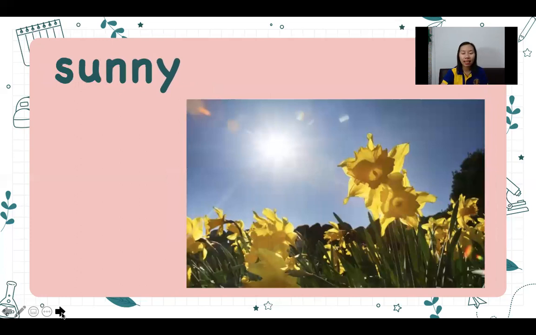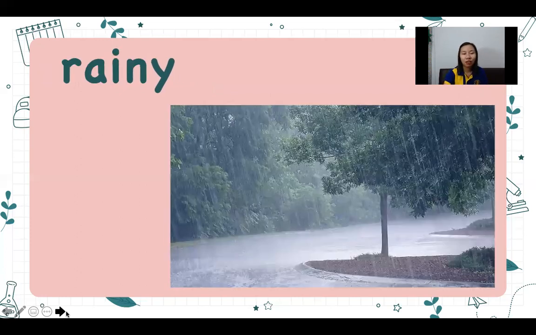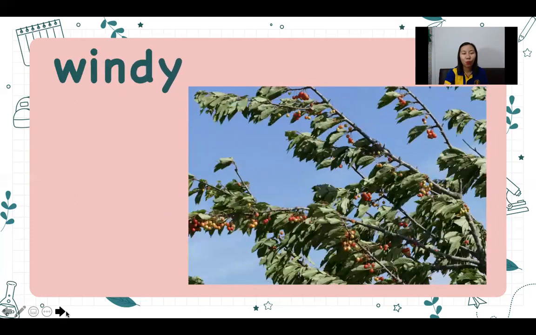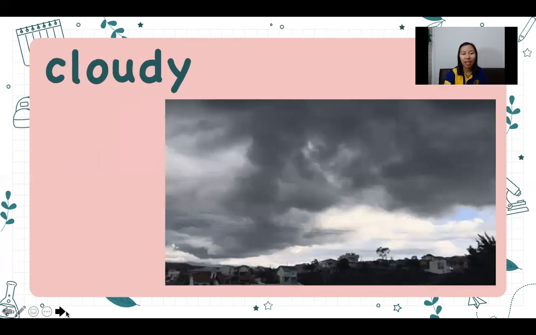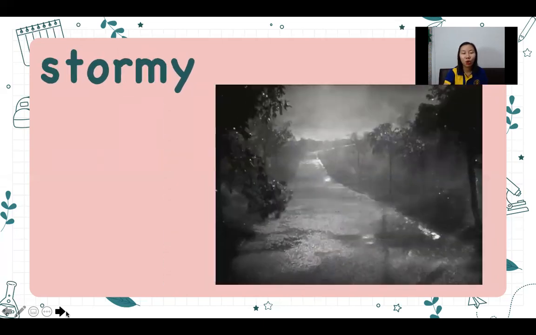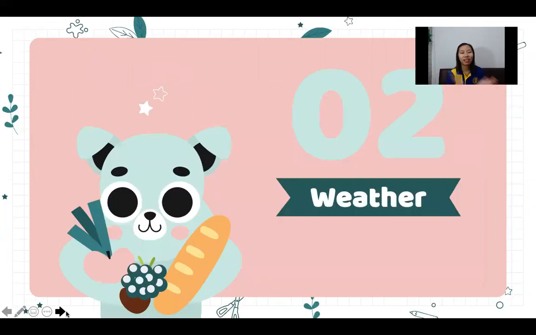1, 2, 3. Sunny. Rainy. Windy. Cloudy. Stormy. Okay, good job. All right, so those are the weather. Now let's go to our clothes. Okay, what is clothes? Clothes, the thing that you wear.